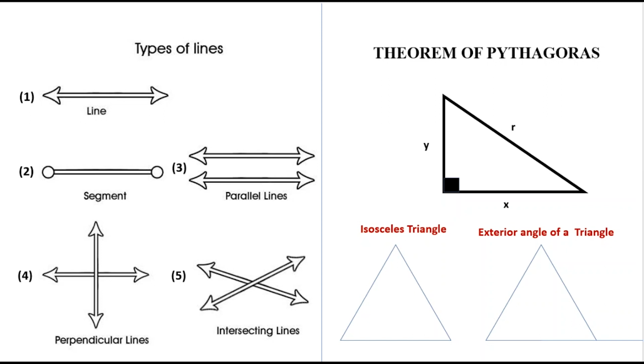Now, the theorem of Pythagoras, we will be using it when we are solving our first theorem, which is a line from the center. We have to remember that the theorem of Pythagoras simply says that r squared is equal to x squared plus y squared. Don't forget the theorem, it's very important.